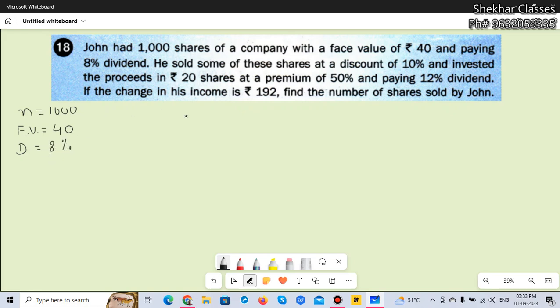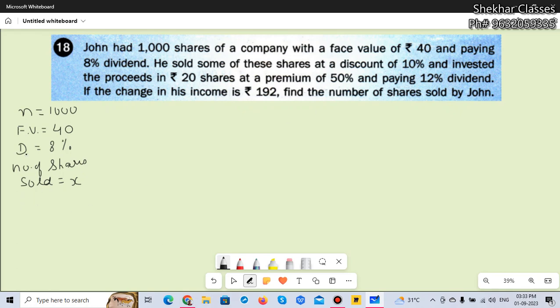Now what he did was he sold some of the shares. We do not know how many shares he sold. So say the number of shares sold. If we do not know, let it be X, at a discount of 10%.